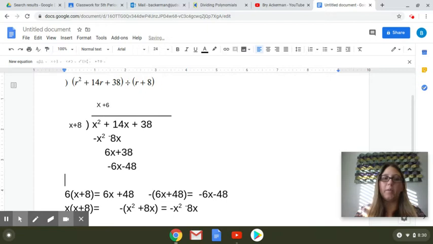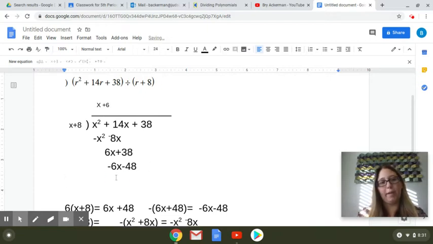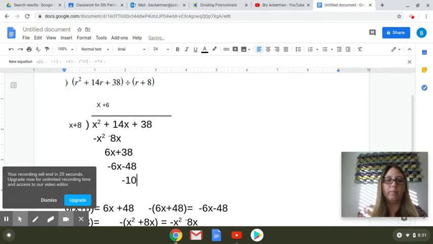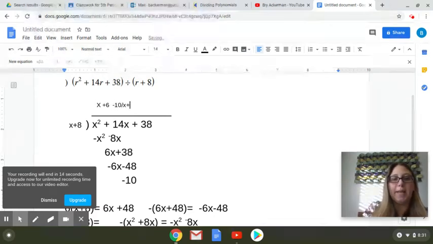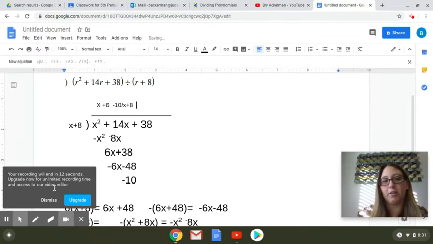Okay, and so then when we do that, what do we have left? Well, now the 6x is gone. And so the only thing left now is a negative 10. Okay, that's my remainder. The remainder goes on top of the x plus 8. So I'm actually running out of time here. So it's minus 10 over x plus 8. And that is your final answer.